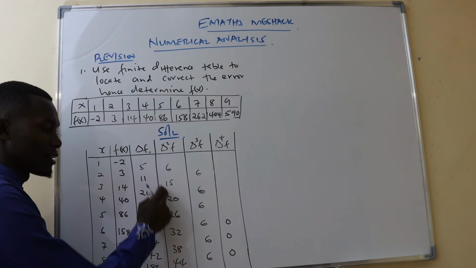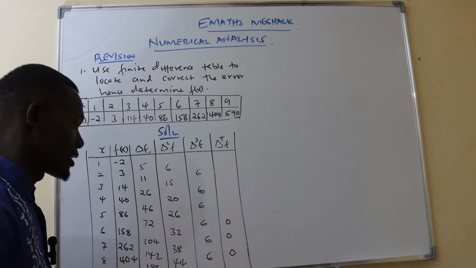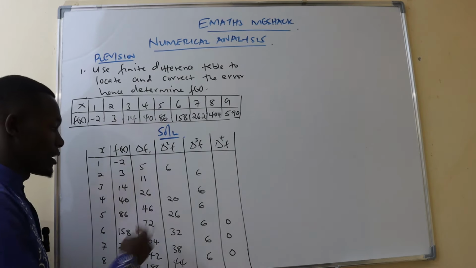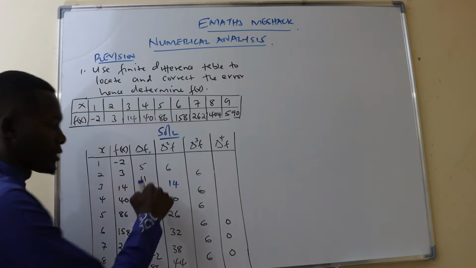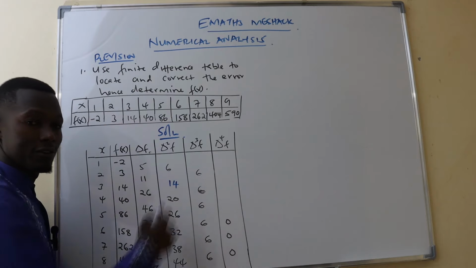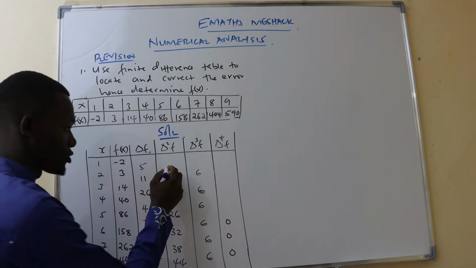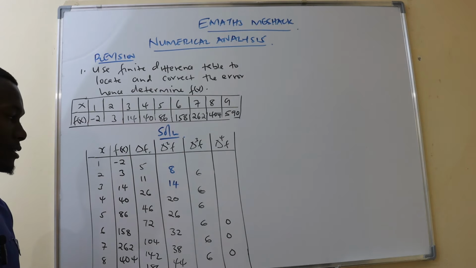Now I'm looking for a value which, when I subtract, I'll get this value. So which value will I have here so that I can correct the value? So for me to get 6, I need to have 14. So my entry there should be 14. Then what value should I have here so that I can have 6? That should be 8. Yes. So 14 minus 8 will give me 6.